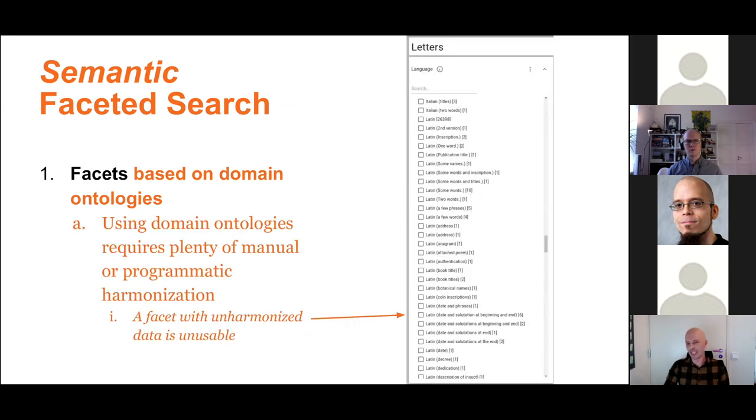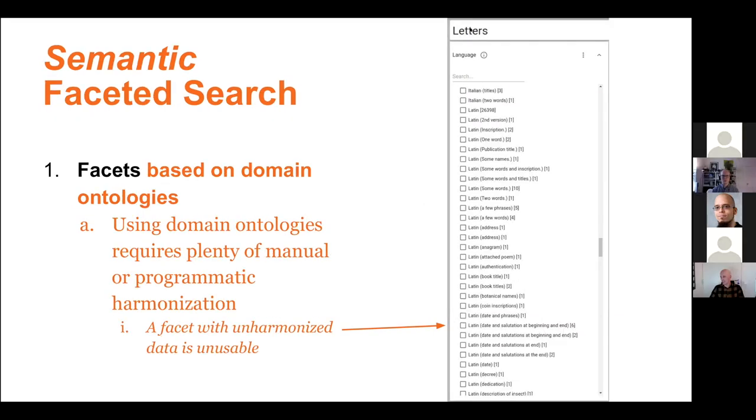Of course, in practice, using these domain ontologies on existing datasets requires plenty of manual and programmatic harmonization. And on the right, there's an example of what happens if we try to make a facet with unharmonized data. For example, here we try to filter letters by language. And if there is no domain ontology of language in use, then the facet becomes quite unusable.